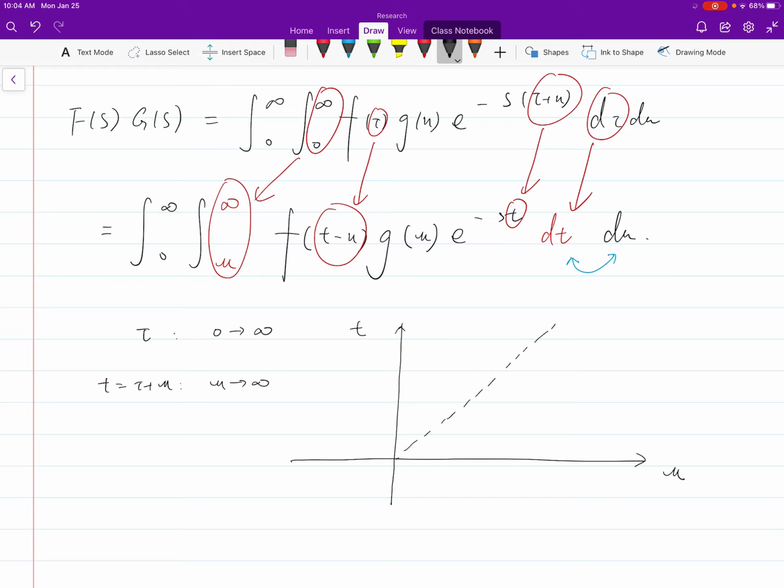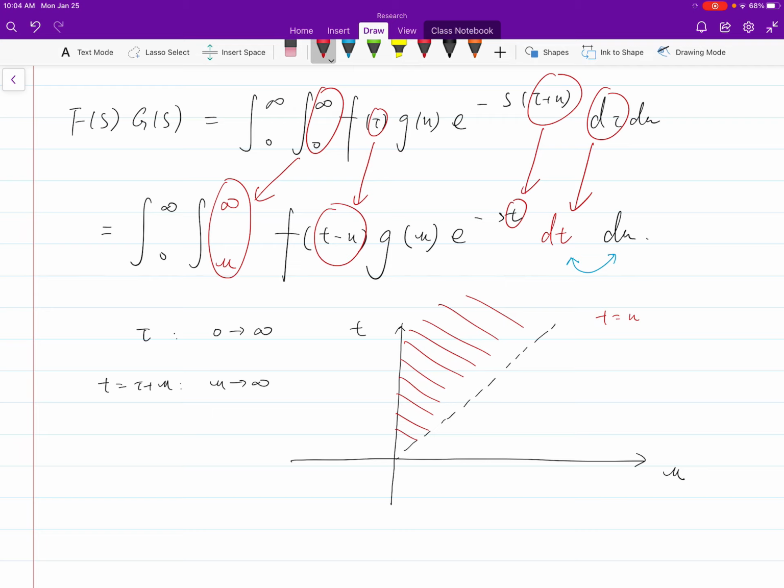Okay. So what's your integration? Your u goes from 0 to infinity, and your t goes from u to infinity. Therefore, this is t equals u. From u to infinity, what you're trying to do is take the integration. That's the region you're trying to take in the integration.